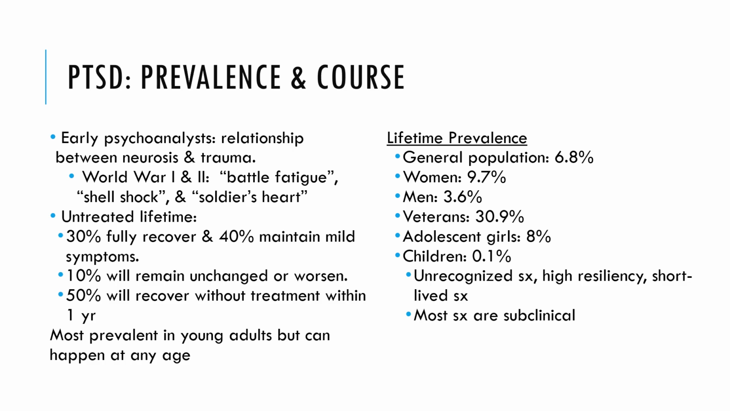10% will remain unchanged or worsen. 50% will recover without treatment within 1 year. Most prevalent in young adults, but can happen at any age. The lifetime prevalence in the general population is 6.8%. Women is 9.7%. Men is 3.6%. Veterans, look at the significant difference: 30.9%. Adolescent girls, 8%. Children, 0.1%. Unrecognized symptoms, high resiliency, and short-lived symptoms.